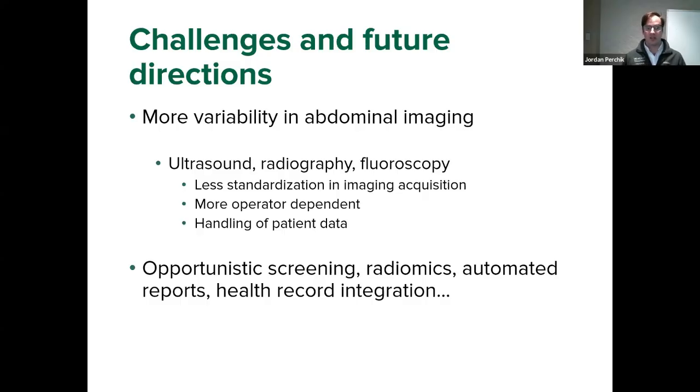There's still a lot of opportunity in ultrasound, radiography, and fluoroscopy. We'll be talking about this a little bit later in the week as well. The challenges with this are the less standardized imaging protocols and more operator dependency. But as we become more adept with these techniques and understand what we need and what makes for a good data set, this becomes a little bit more accessible.